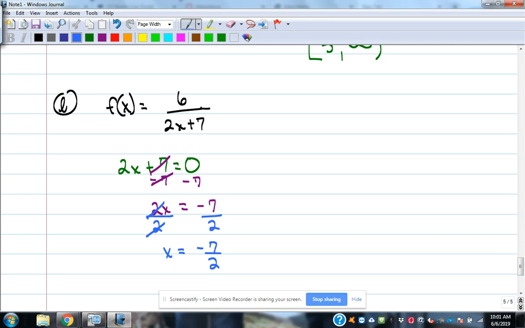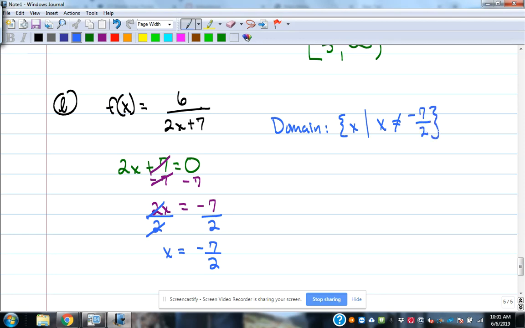You might be inclined to want to change that to a decimal or to a mixed number. For the most part, we don't do that. We reduce the fraction if it will, and leave it as a fraction. Don't change it to a mixed number or to a decimal. So that tells us that our domain then is all x's as long as x does not equal negative 7 over 2.